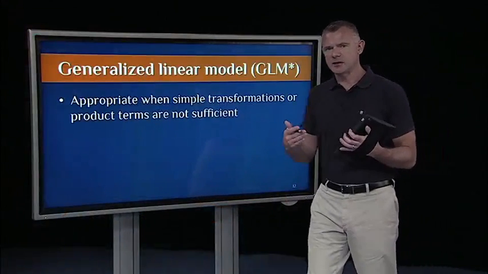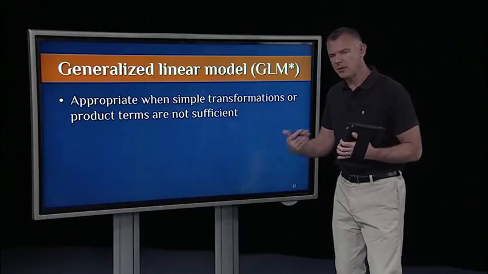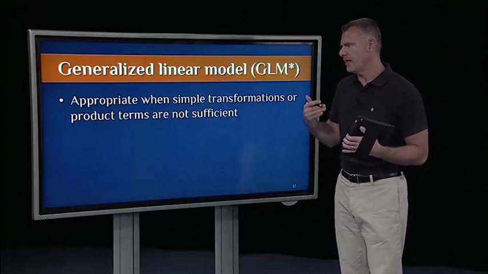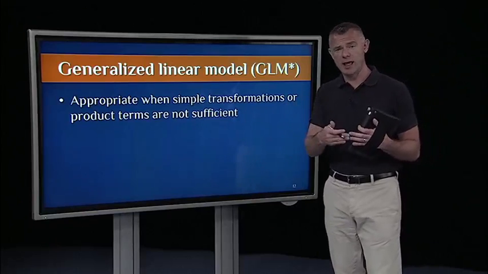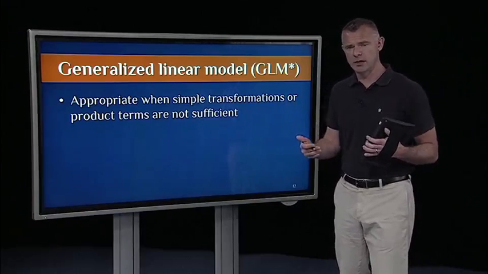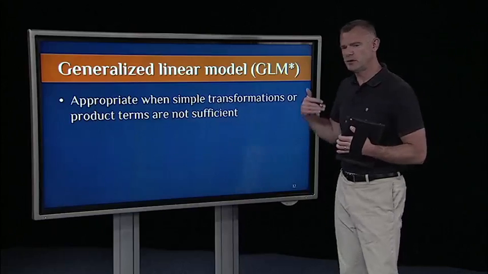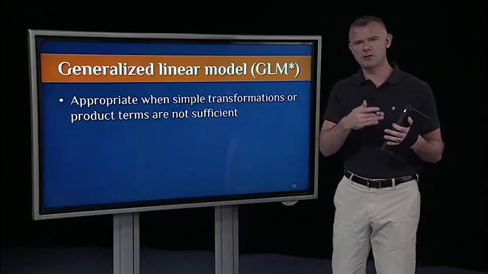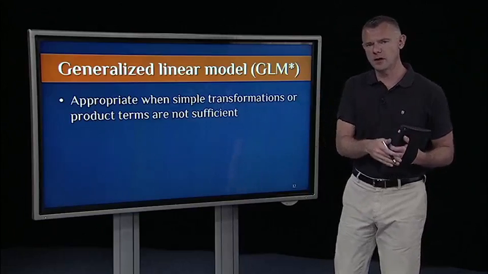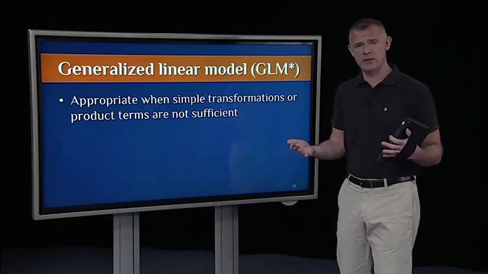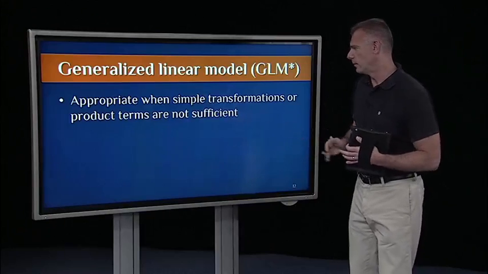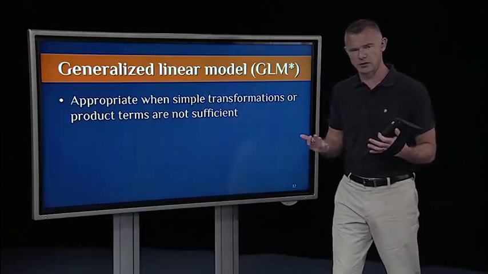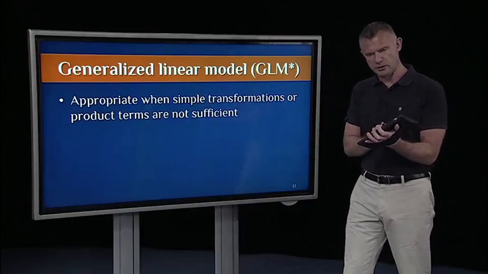Sometimes we can't apply a quick fix, we can't do a simple transformation, and that's why this generalized linear model was produced. It allows us to test for nonlinear models. It allows us to deal with non-normal distributions in the outcome variable. So it's very flexible and dynamic. It's appropriate when simple transformations or product terms aren't sufficient to allow us to deal with our data.